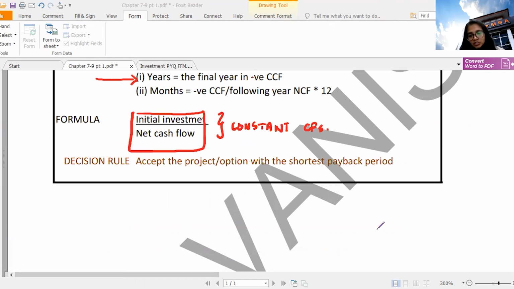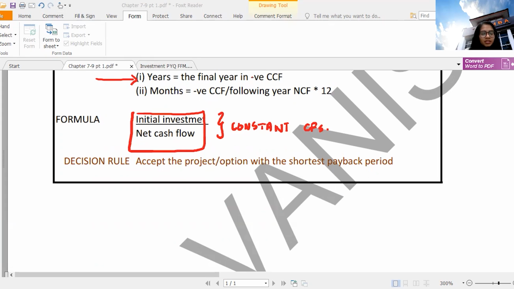Now, let's talk about the advantages and the disadvantages of the payback period. Okay, so what are the advantages and what are the disadvantages of a payback period? Number 1, clearly it ignores the time value of money. So the time value of your money is not incorporated in the calculation. Hence, that is why you call it a non-discounted cash flow technique.